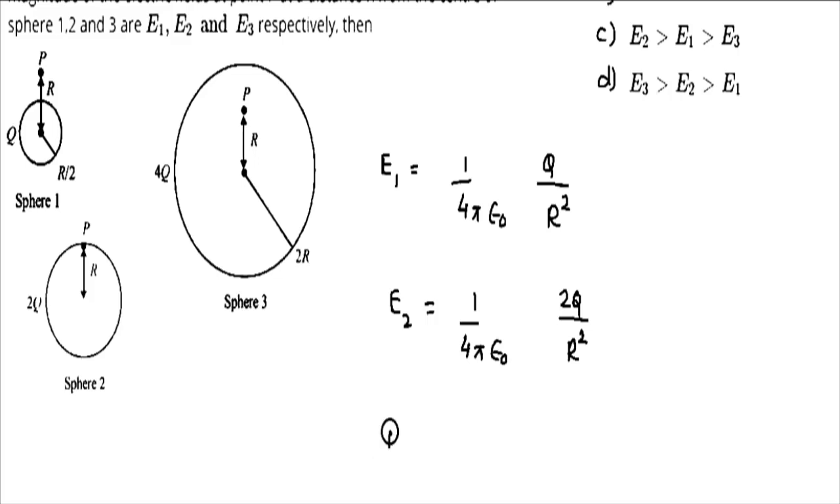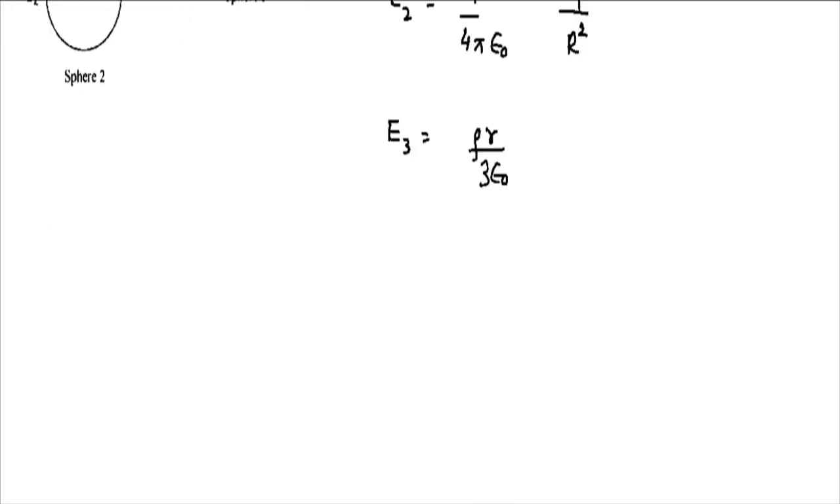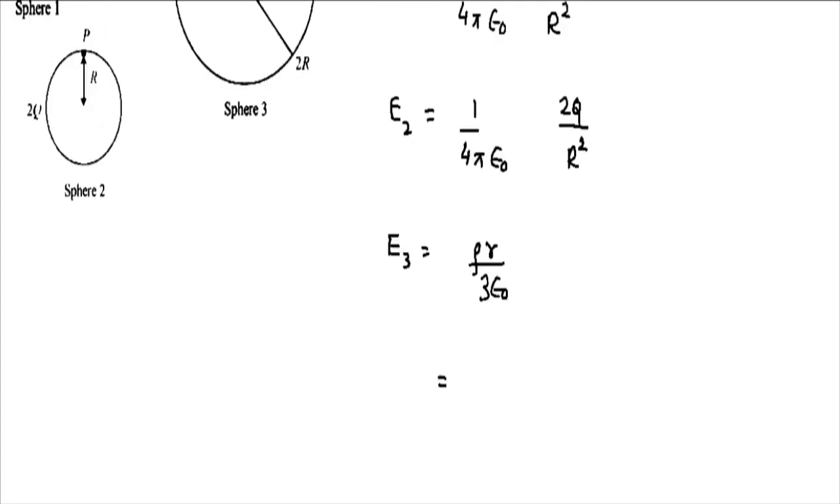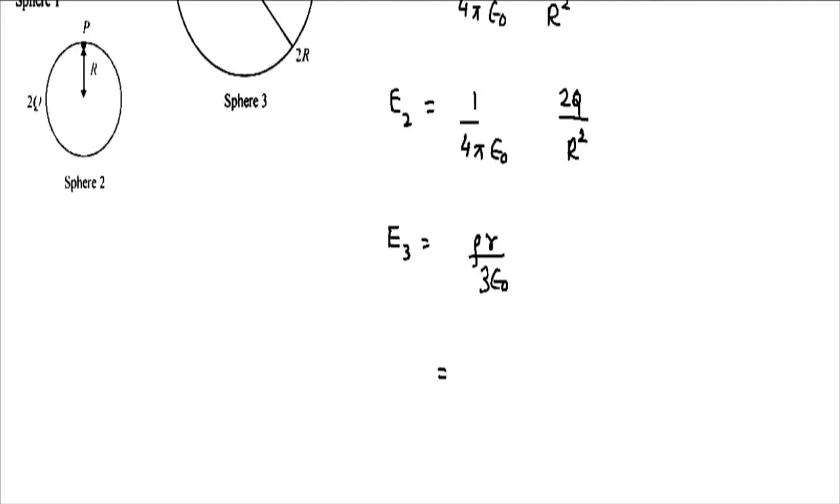So for E3, whenever a point is lying inside the charged sphere, E3 is given in terms of the charge density rho as rho r divided by 3 epsilon, where rho is the volume charge density and r is the radial location, which in this case is r. So we put in the value of rho. Rho is the volume charge density, which means the total charge divided by the volume. The total charge is 4q.